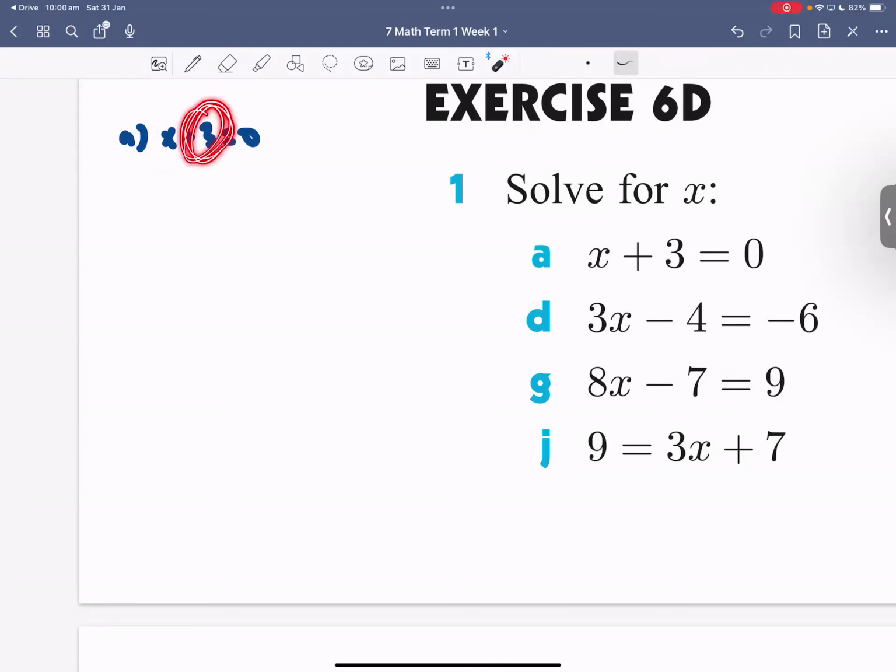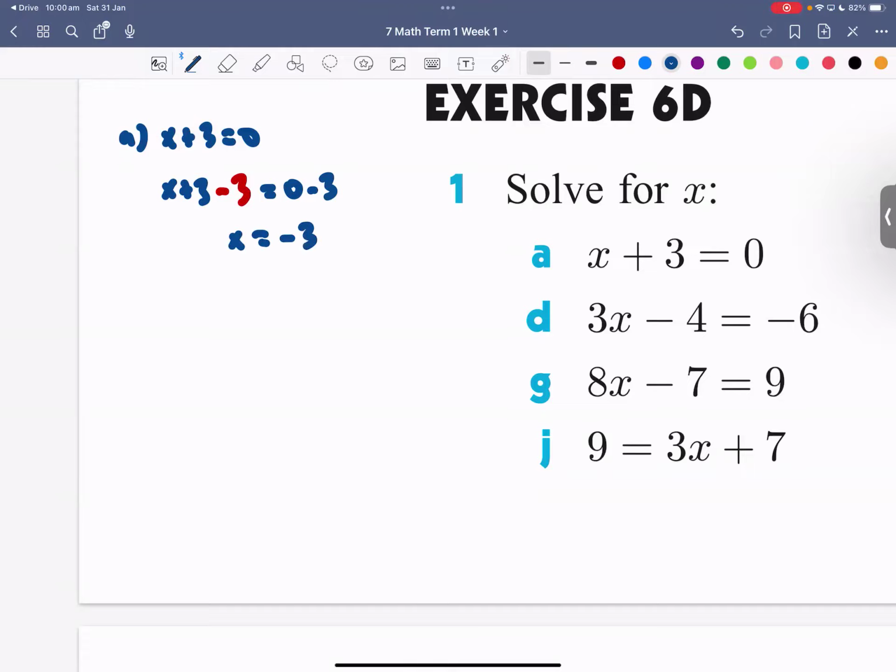You've got to get rid of a plus 3. So you take 3 from both sides. You're going to write x plus 3 and then write take 3 here, and then write take 3 there. So then what does that become? Good. x equals minus 3. I hope everyone agrees that's your answer.